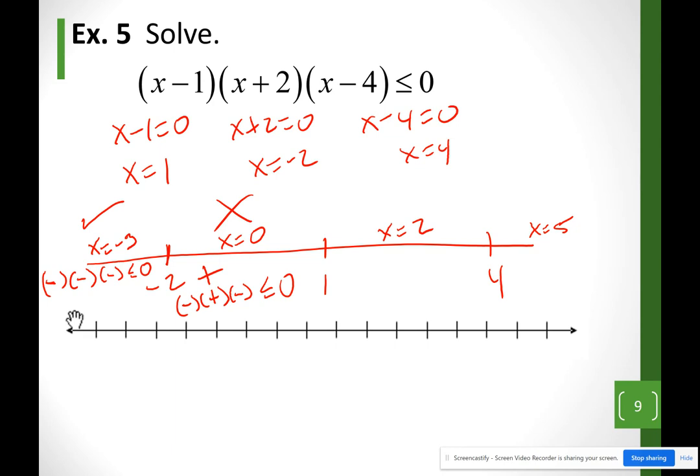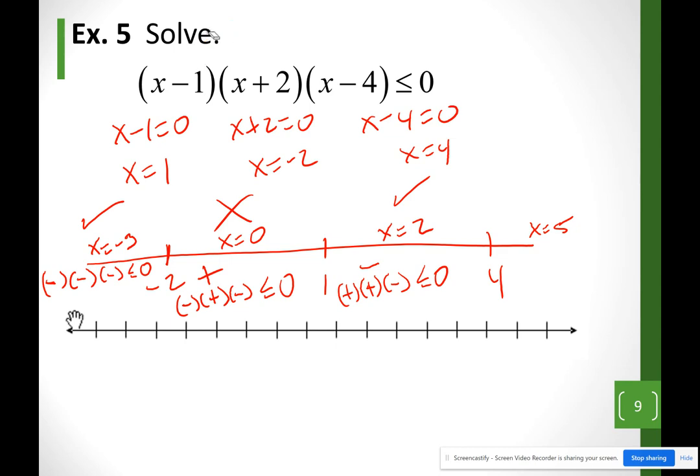Now how about x equals 2? If x equals 2, looking at my first parentheses, 2 minus 1, positive. 2 plus 2, so positive. 2 minus 4 is a negative. I see how many negative signs I have. 1. It's an odd number, so my result is negative. Is a negative less than or equal to 0? Yes.